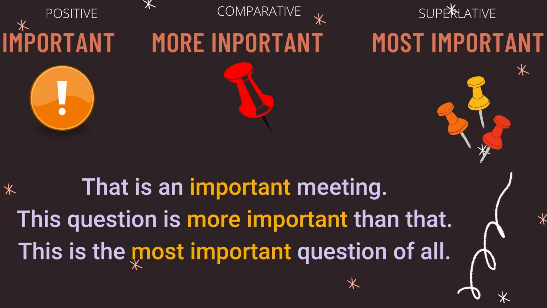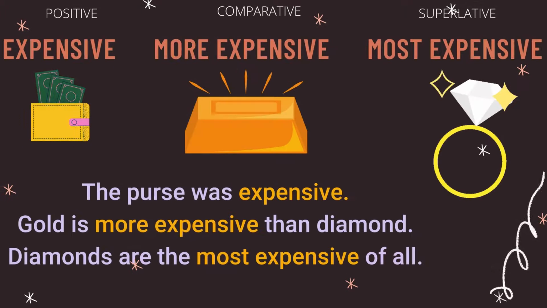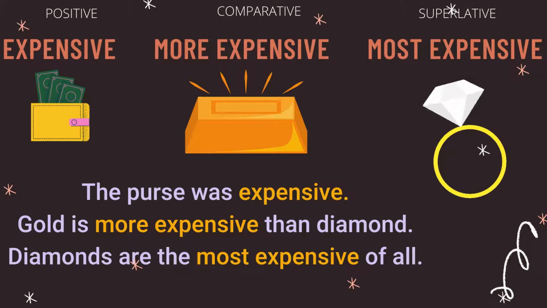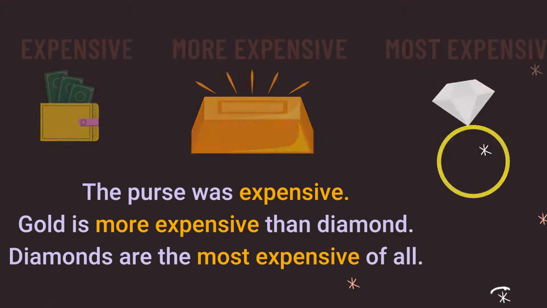Important, more important, most important. That is an important meeting. This question is more important than that. This is the most important question of all. Expensive, 3-syllable word, more expensive, most expensive. The purse was expensive. Gold is more expensive than diamond. Diamonds are the most expensive of all.